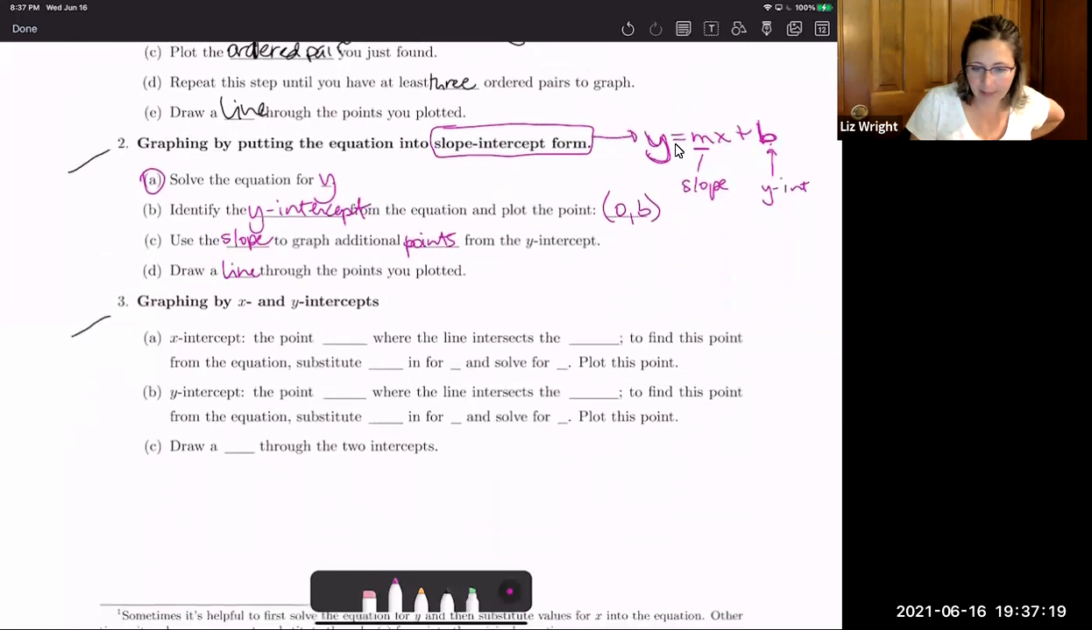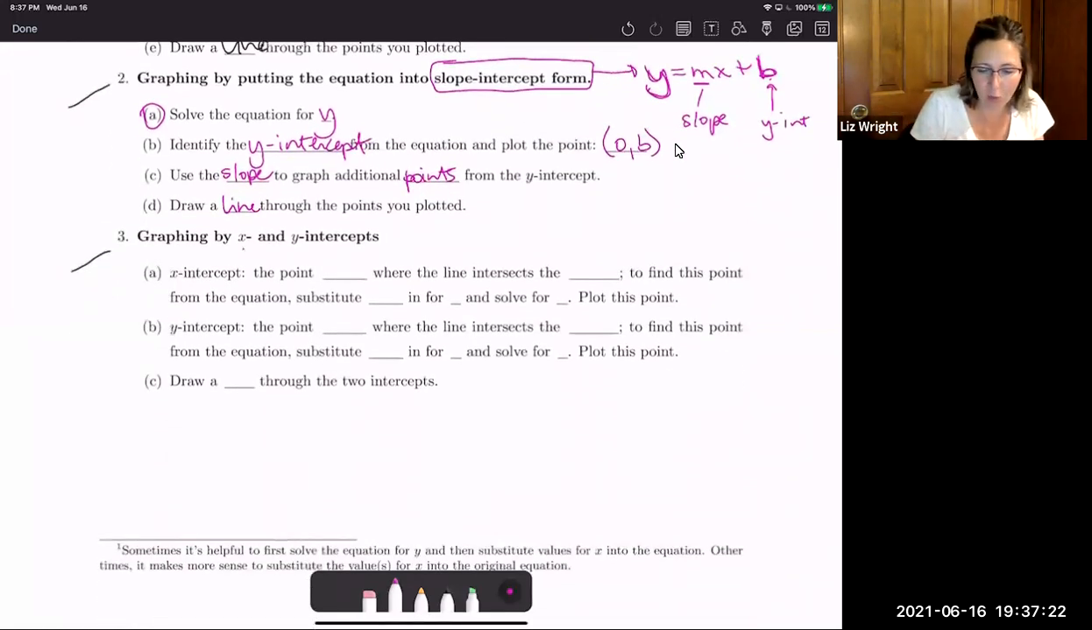And then our last method is that we are going to graph by our x and y intercepts. So our x-intercept is the point (x, 0), where the line intersects the x-axis. So again, it's our point. So let's say our graph kind of went like, oops, I did not mean to do that, to make it a little bit off. So our x-intercept is going to be right here where it crosses the x-axis. So we know that that point is some positive x, but what's the y? The y is 100% always going to be 0.